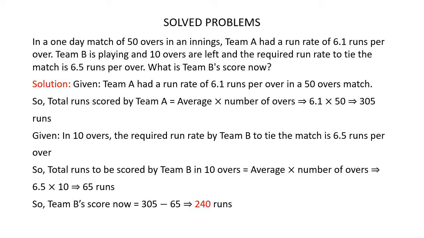Now we know that Team A has scored 305 runs. Now to tie the match, Team B also has to score 305 runs. Now we have found out that Team B has to score 65 runs in the last 10 overs so that it can tie the match. So Team B's score now is 305 minus 65, which is 240 runs. So Team B's score now is 240 runs.